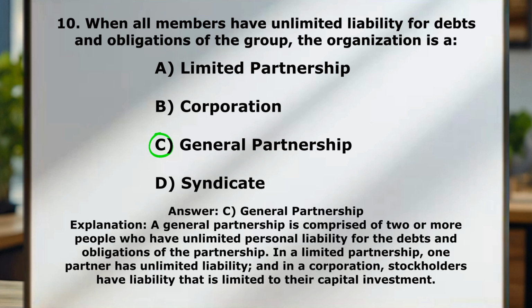With this question, you're going to need to understand the different types of corporate structures. And so I'm going to walk you through. A general partnership is basically 2 or more people who have unlimited personal liability for the debts and obligations of the partnership. Now, in a limited partnership, only one partner has unlimited liability. And in a corporation, stockholders have liability that is limited to their capital investment.